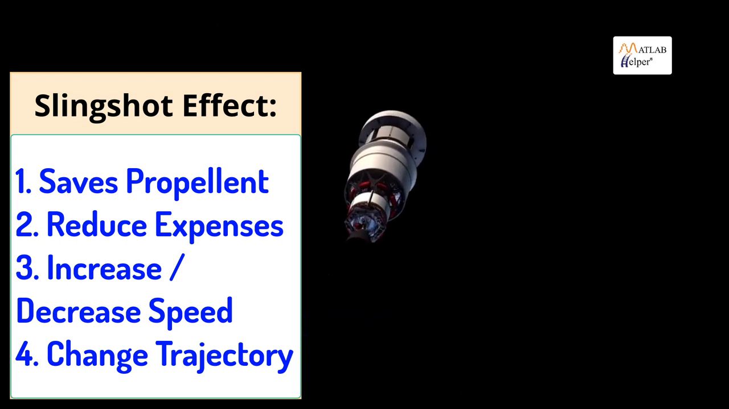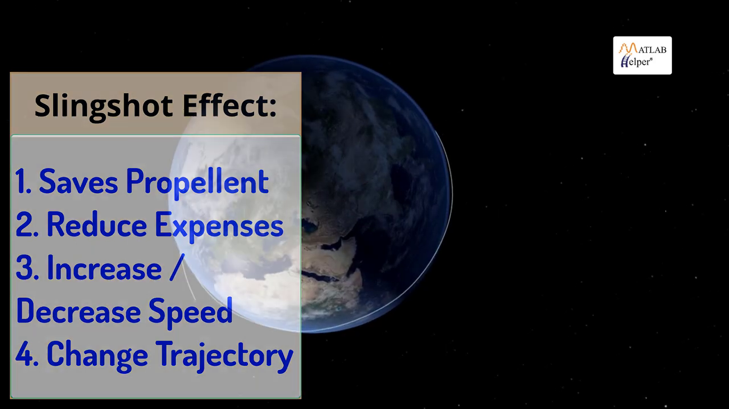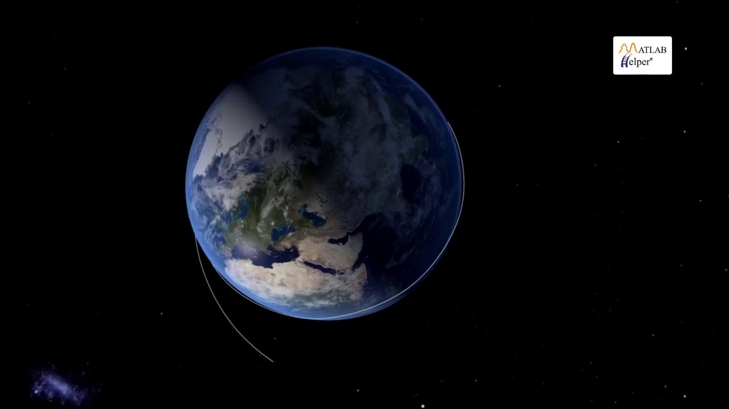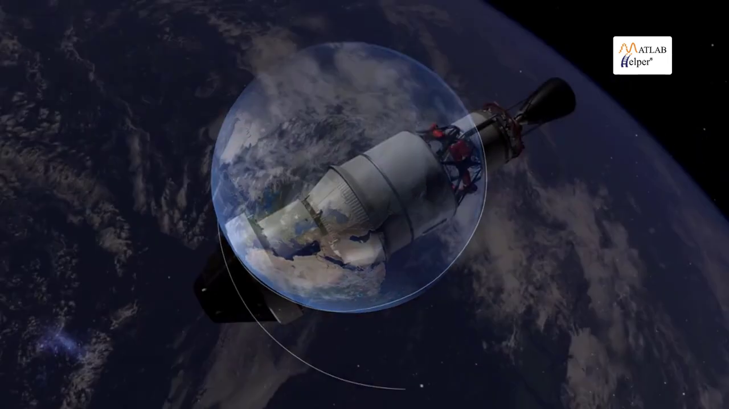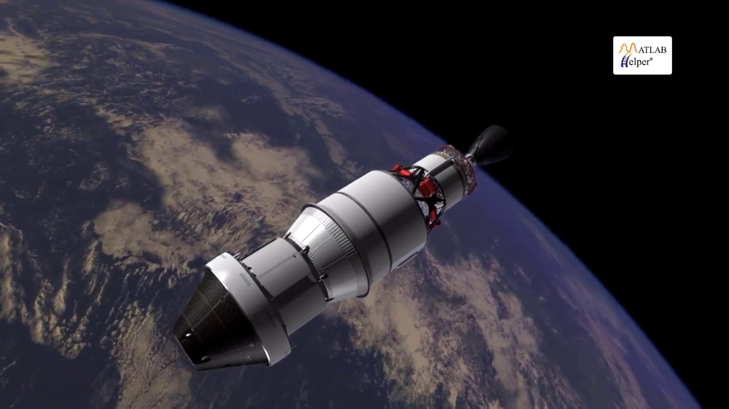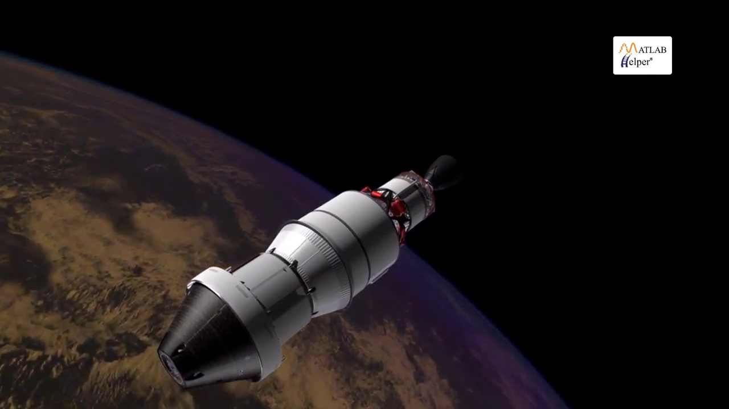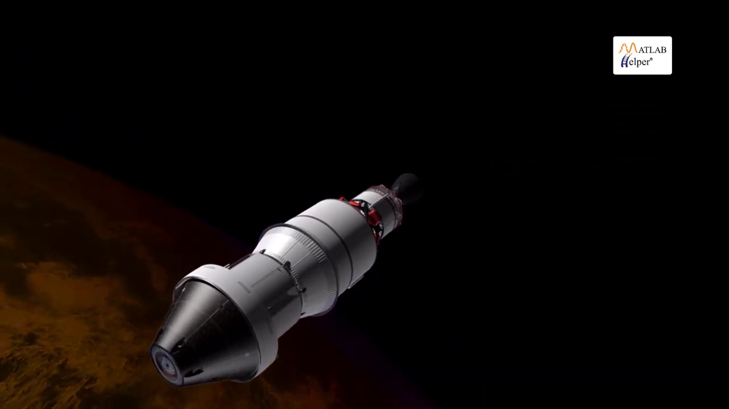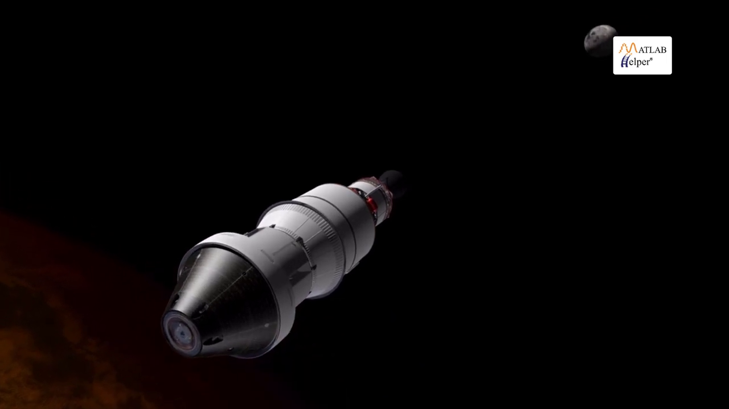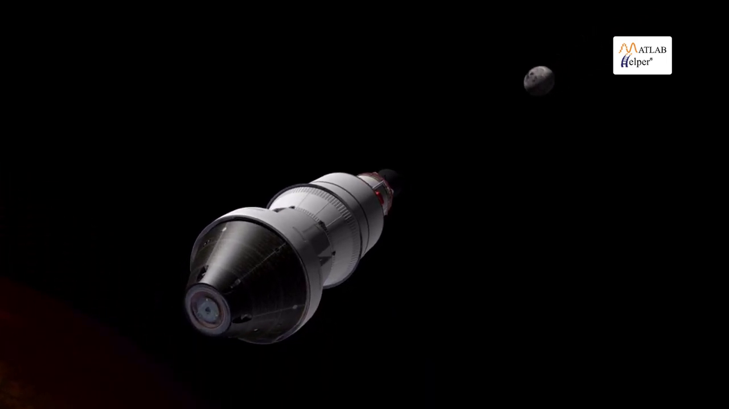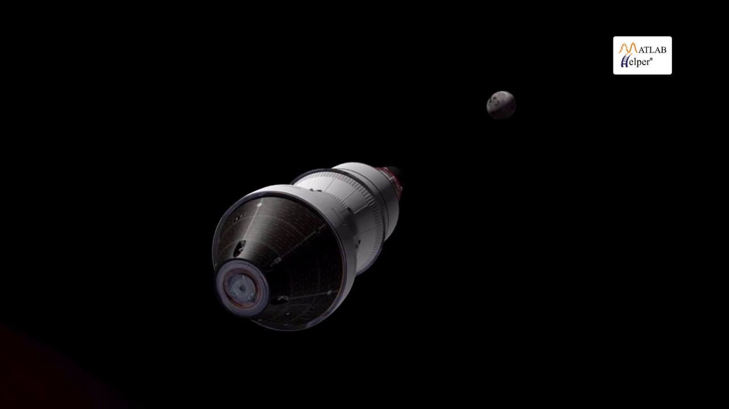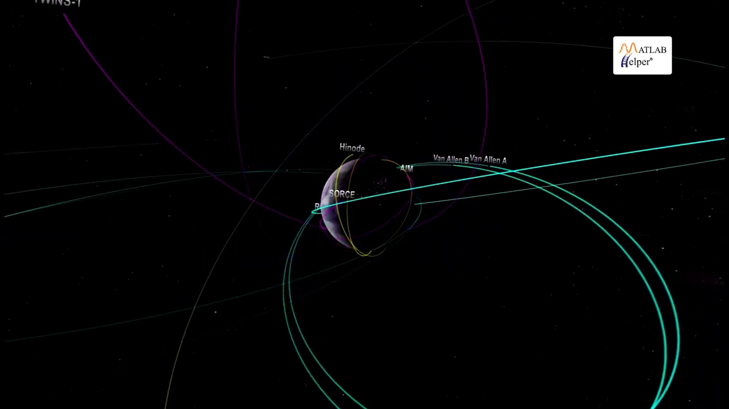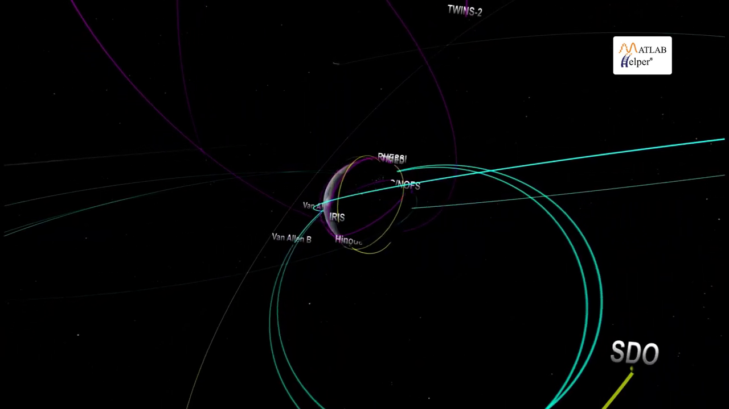Now let's discuss how the slingshot effect works. Imagine a spacecraft which is traveling toward a planet which is also moving in its orbit. As it approaches the planet, it is caught in its gravitational field. Here, two things will happen. First, there is an increase or decrease in the spacecraft speed. This change in velocity depends on whether the spacecraft is approaching or leaving the planet. Second, there will be a change in the spacecraft direction.